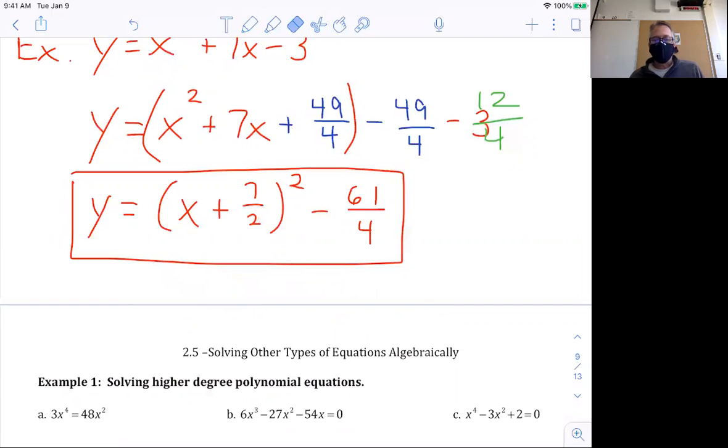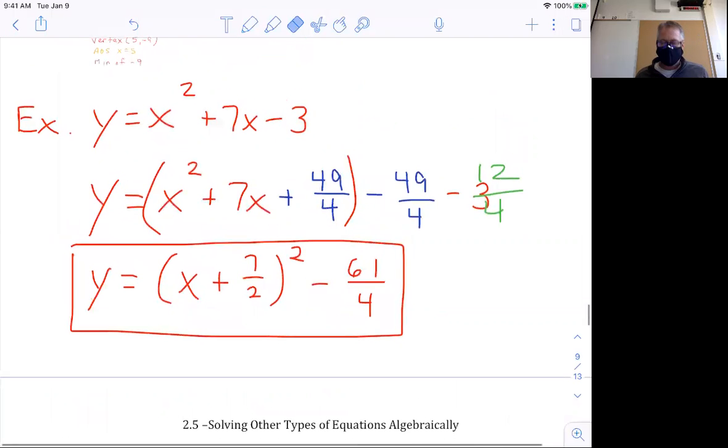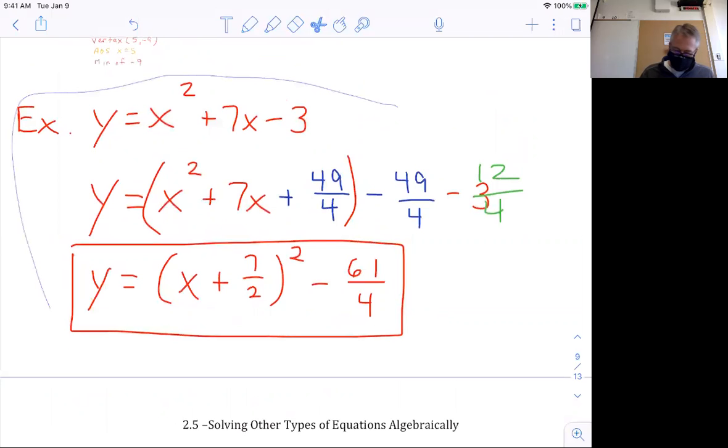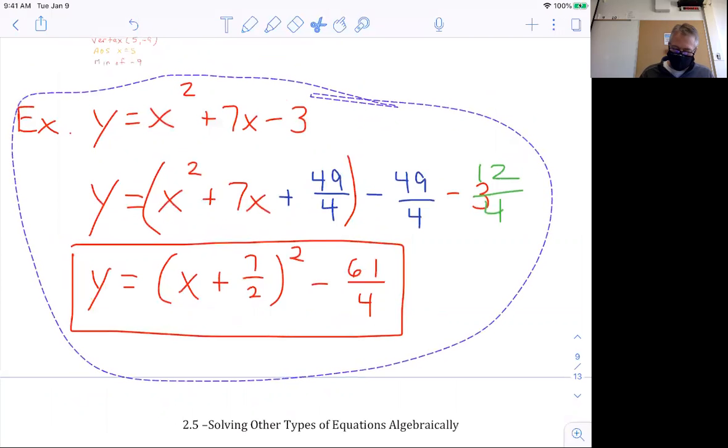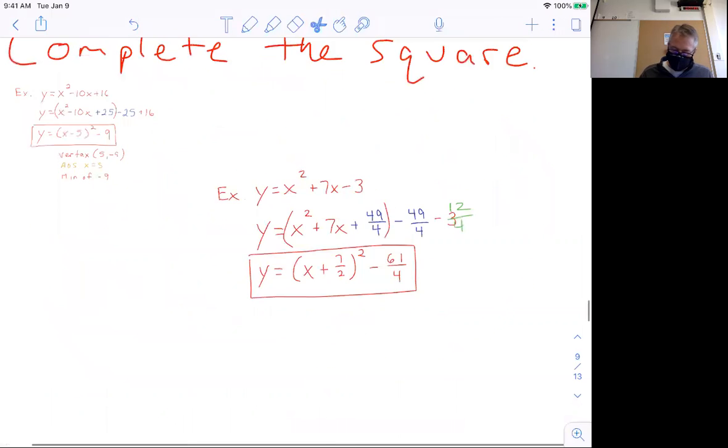Okay, any other questions before I do another one here? All right, I'm going to shrink this guy down also and move it up top.